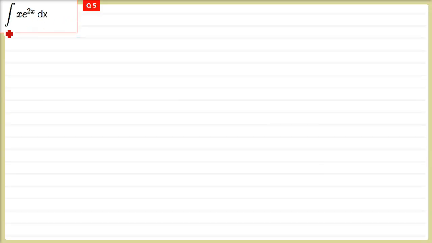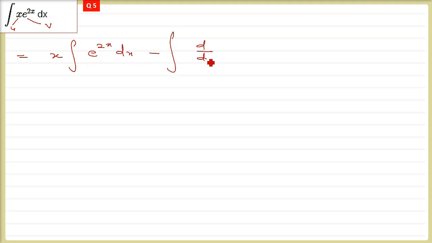Now you see the next question. This is almost similar, and the next question we are going to do is also very similar. E raised to 2x, not all the time, but most of the time, is to be taken as the second function. So first function x, integration of e raised to 2x dx minus integration of d by dx of the first function, which is x, and then the integration of the second function, which is integration of e raised to 2x. That has to be done twice because the first term also contains that, and then all this has to be multiplied and the result has to be integrated.